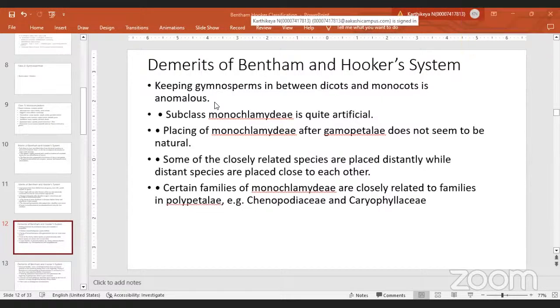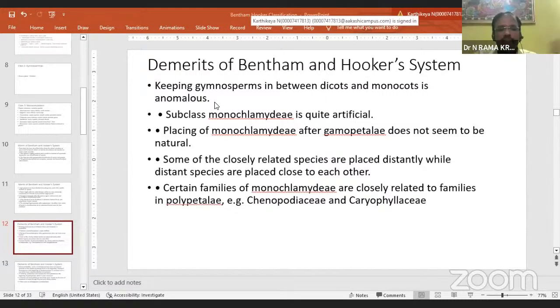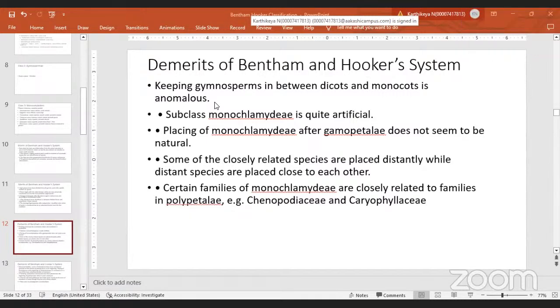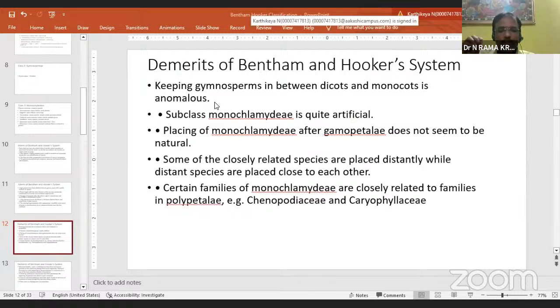But why did they keep it like that, sir? Was there any reason for keeping it that way? That is only his systematic position. Maybe he might not have thought. Perhaps he got confused and put it there. The Bentham-Hooker's classification is based on this. Yes, the position of gymnosperms in between dicots and monocots in this system is the foremost demerit.